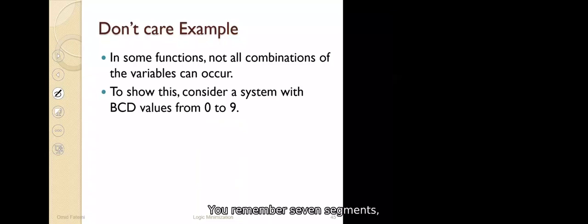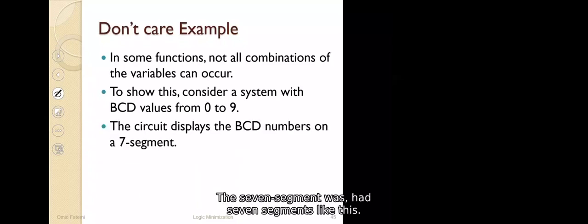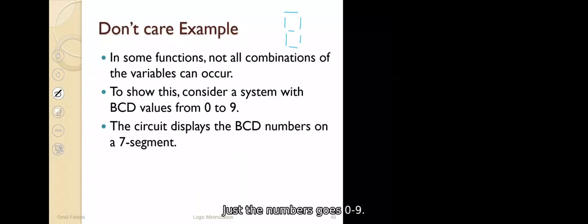Let's see BCD. Do you remember the 7-segment example that we had before? The 7-segment had 7 segments like this, and it could display the number values from 0 to 9. Let's say we have a BCD system, just the numbers from 0 to 9. We are not talking about hex. So the input is the BCD number from 0 to 9.